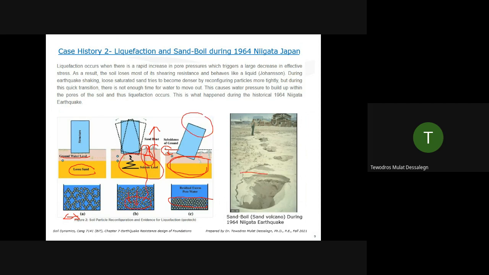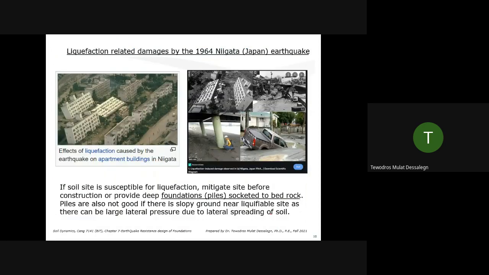These are sample sand boils happening in the field during the earthquake. Sand boil, sand volcano during the 1964 Niigata earthquake. And you see some examples of buildings tilting and falling and cars swallowed because of that liquefied nature. It's like liquid now, it's not a solid ground. Structures collapsing, piles tilting, bending and breaking, and so much. So this is a complex phenomenon, and it usually happens in loose sand.